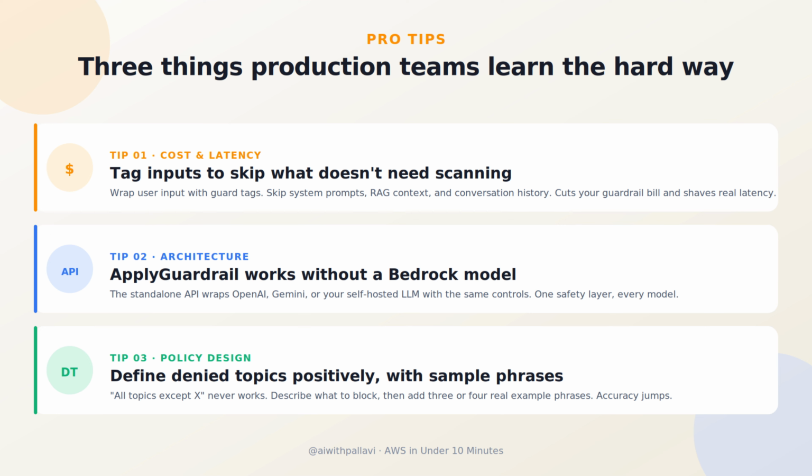Third, the policy. Define deny topics positively with sample phrases. What does that mean? Writing "all topics except investment advice" never works. Describe what to block in plain English, then add three or four real example user phrases. Accuracy actually jumps without changing anything else. The model needs examples, not exclusions. So that's how you can create the policies, and that's how you can go ahead and try Bedrock Guardrails.